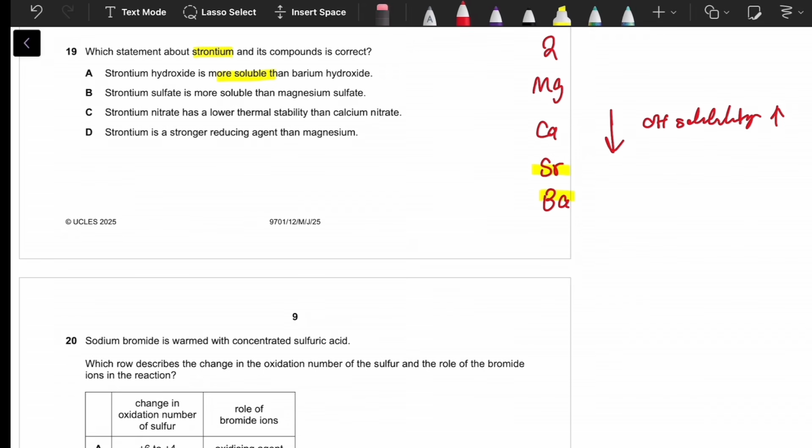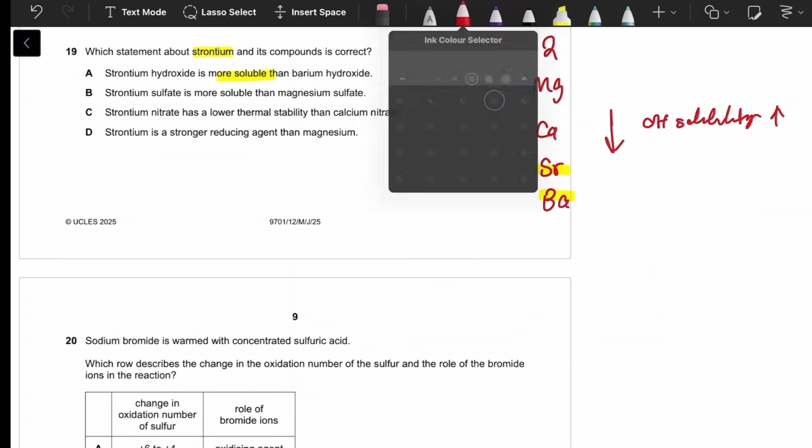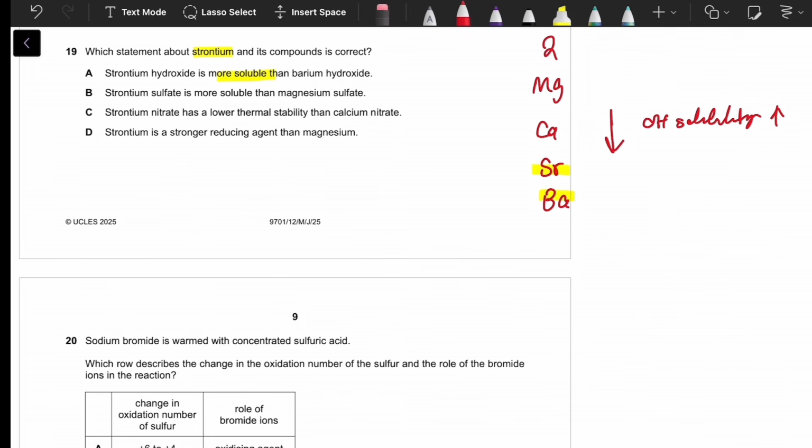If we take a look at option number B, strontium sulfate is more soluble than magnesium sulfate. No, actually, it's the other way around. There's an opposite trend with hydroxides and sulfates. Sulfate solubility decreases as you go down the group, so it is actually less soluble.